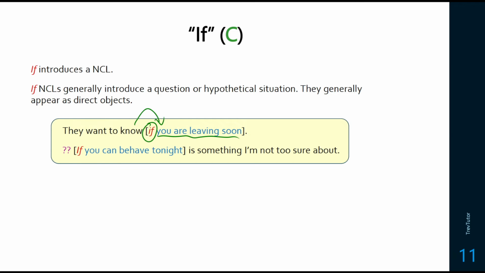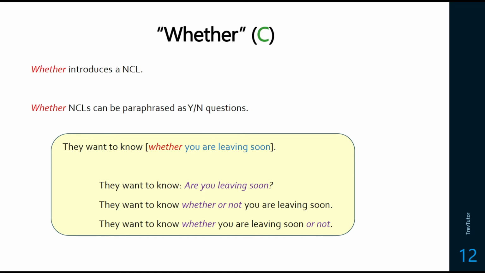It's a little weird as a subject. I've heard people say things like this before, but it's awkward. If you can behave tonight is something I'm not too sure about. Usually what you'd say instead is whether. So you wouldn't normally use if in a subject position, normally just the direct object or potentially even indirect object position. But that's, no, indirect object doesn't quite make sense. It's best as a direct object. So those are if noun clauses.